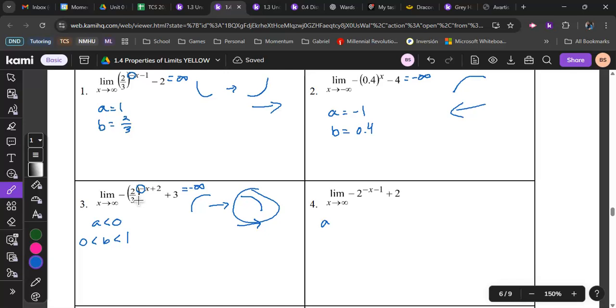I know it looks like it's -2, it's not. That's what's attached to the exponent. So A is less than 0. B is greater than 1, because B is 2, but it's also reflected. So A is less than 0. B is greater than 1. It's going to look like this. But it's reflected, so now it looks like this. Because there's a negative in front of X, right?